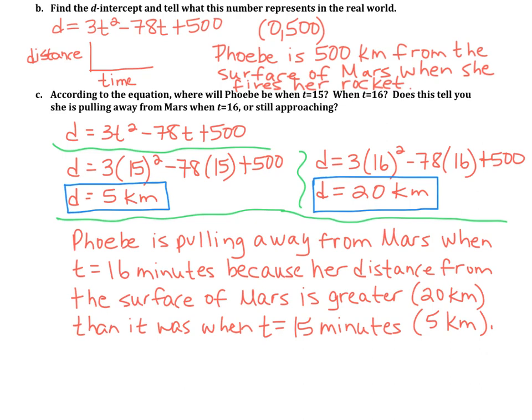All right, so to answer the question, does this tell you she's pulling away from Mars when t equals 16 or still approaching? This tells us that Phoebe is pulling away from Mars when t equals 16 minutes because her distance from the surface of Mars at that time is greater. It's 20 kilometers. So her distance from the surface of Mars is greater than it was when t equals 15 minutes, when it was 5 kilometers. So again, the more specific you are with your variable definition above, the easier it is to interpret your answer in part C. And make sure you put your units of measure on here for your distances, and then be as specific as you can in your explanations to answer that final question.